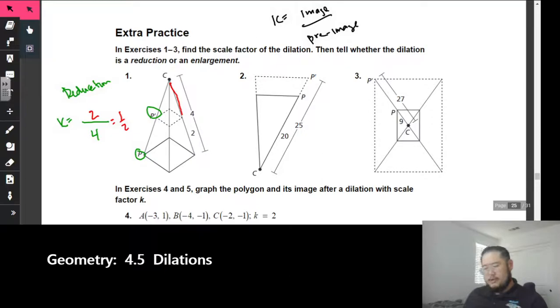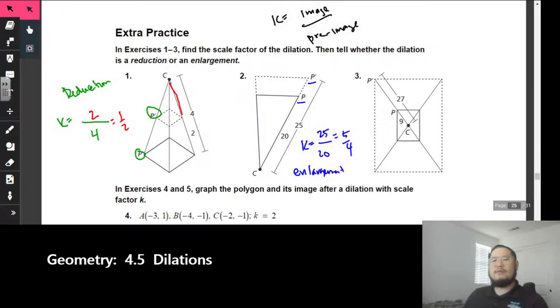Let's take a look next at number 2. So once again, looking at the points P and P prime, I should realize that P is our pre-image, P prime is the image. I've got right here what it looks like is that it has been enlarged. It's going longer. So my pre-image, it shows on our diagram, we have 20. My image is going to be 25. So this simplifies down to 5/4. And we have ourselves an enlargement.